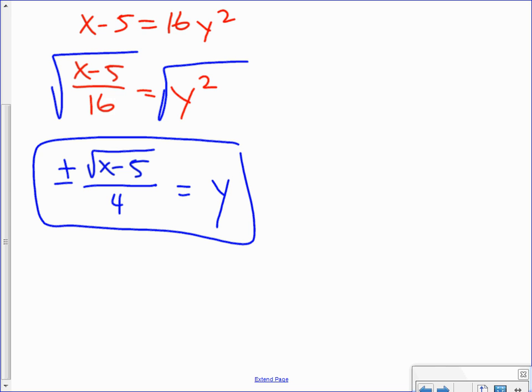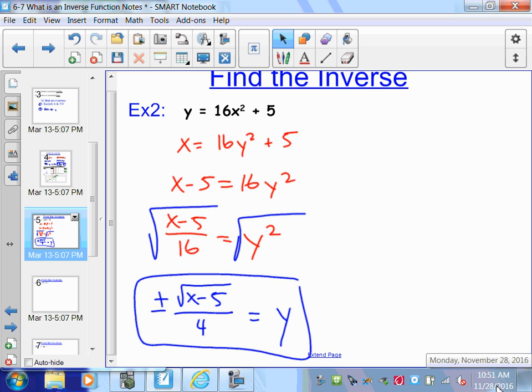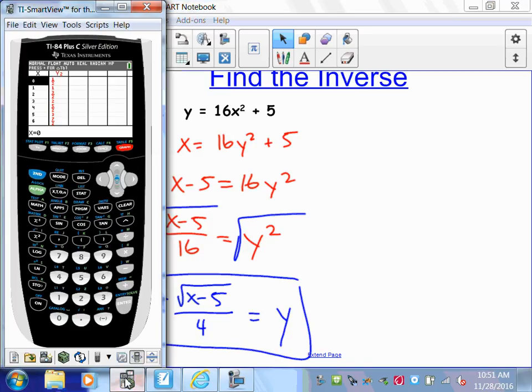All right. The last time I'll show you the calculator. After that, let's go a little bit faster. Here's why we do the plus and minus. All right. There we go.